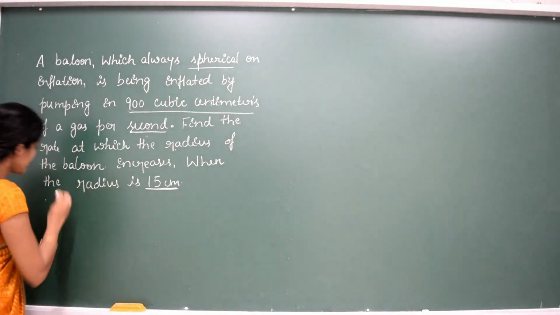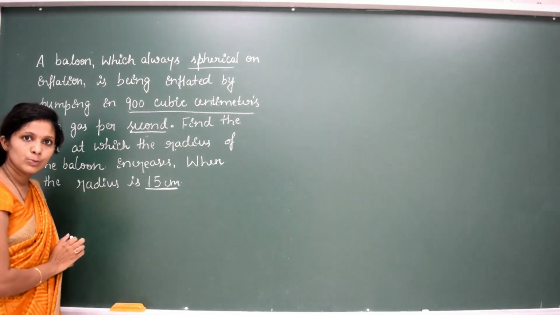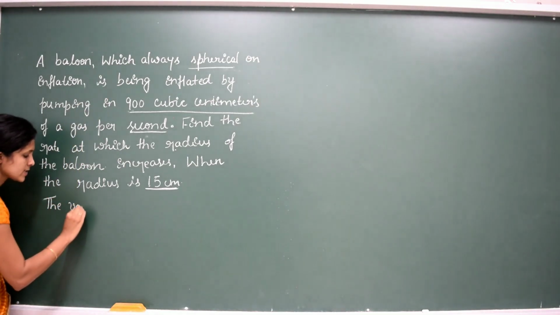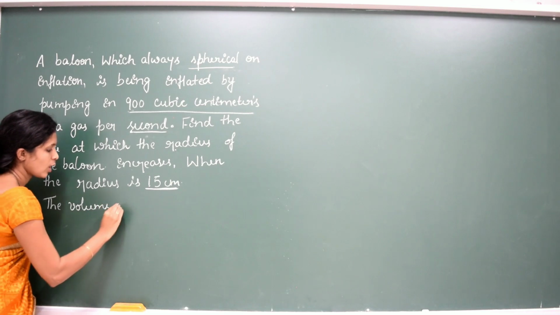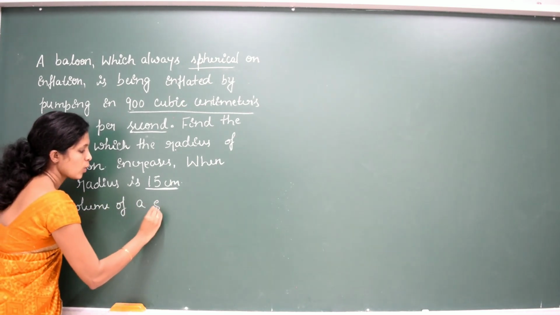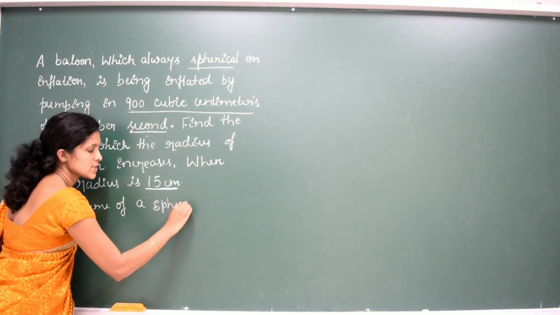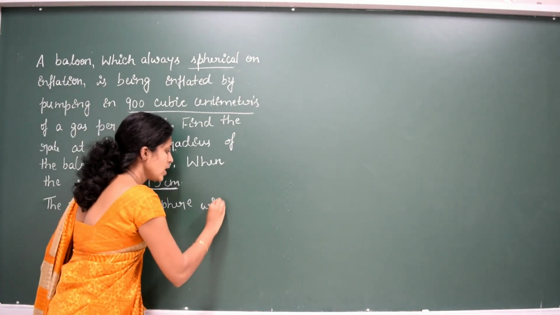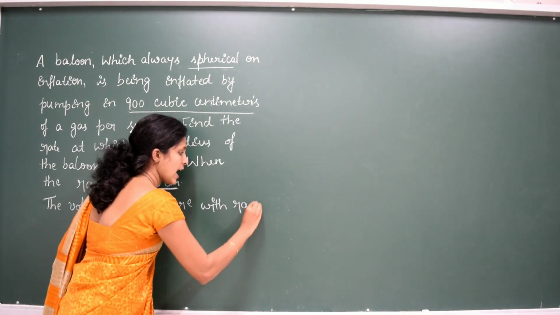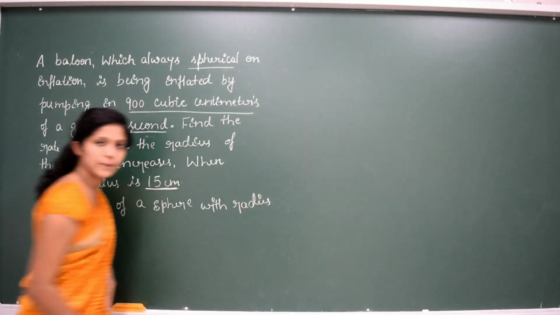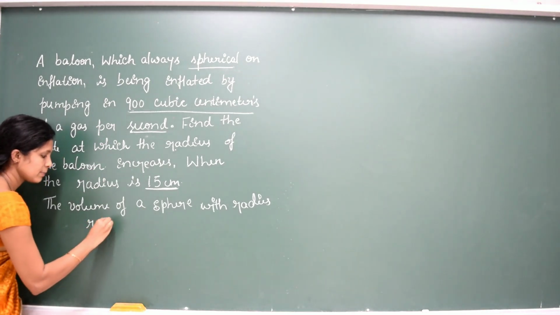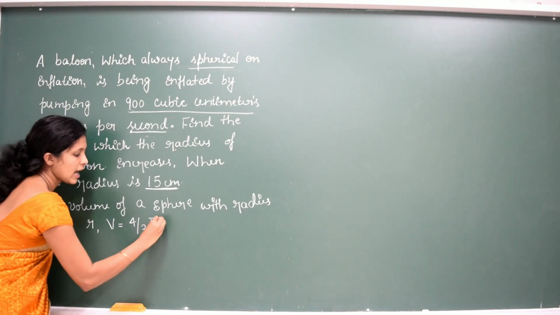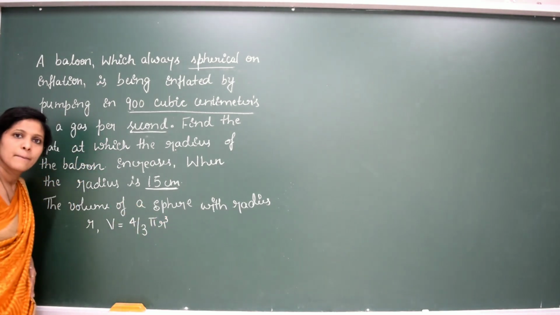Now we'll start. What you have to write? First, you have to write the volume of a sphere. What is the volume of a sphere? I hope you remember this one. Volume of a sphere with radius r. That is also important. You have to write with radius r. The volume of a sphere with radius r is given by V is equal to 4 by 3 pi r cube, right? 4 by 3 pi r cube.